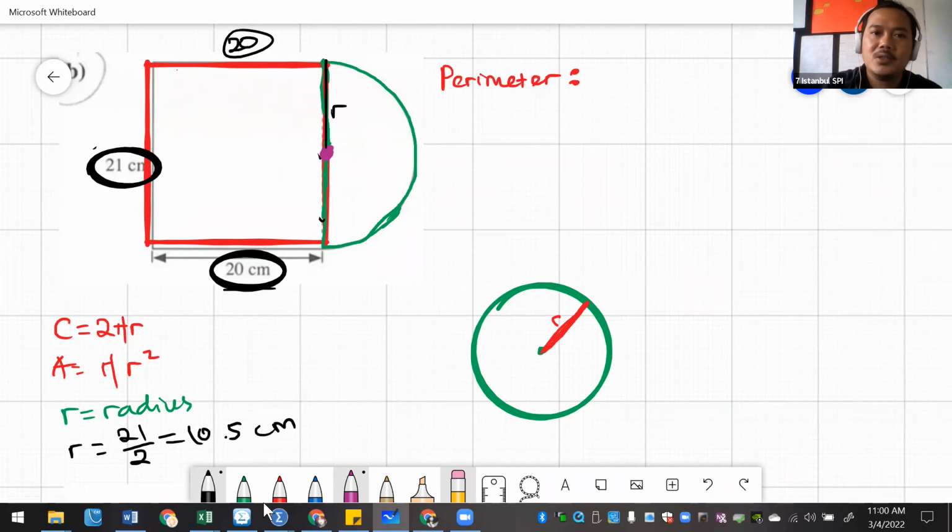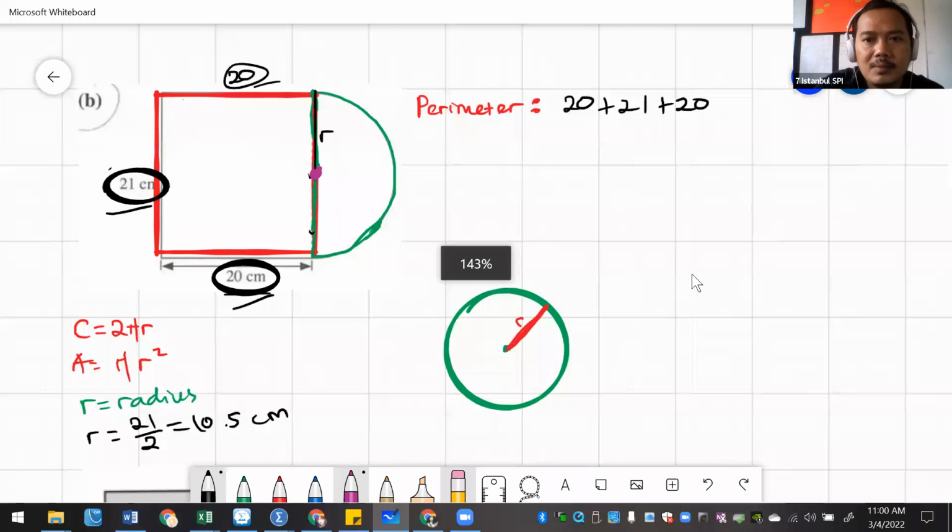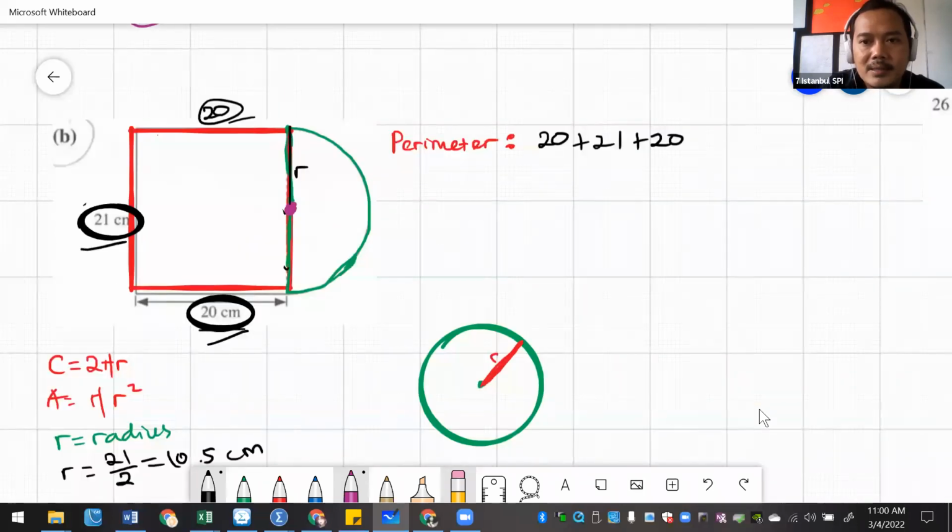So which means that if I want to know the perimeter for this one over here, saya mau hitung ini sendiri misalnya gitu ya. Itu langsung aja lah. The perimeter is equals to 20, right? This one. Plus 21, this one, plus 20, this one, and then plus, one more thing, okay. And then plus this guy. Okay, cara ngitungnya gimana? Ada yang tahu nggak?